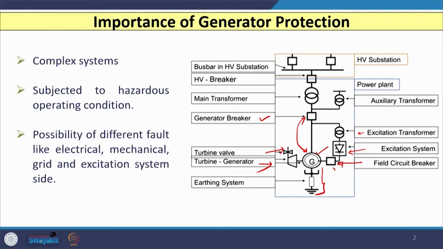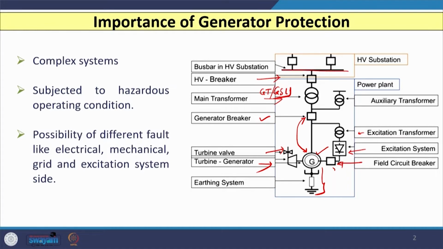And all these systems, you can see, are connected with the main transformer, which is known as the generator transformer, or sometimes GSU, generator step-up transformer. An auxiliary transformer is also there. So, if the main transformer fails, then the auxiliary transformer can be used. And then you have the high voltage breaker, and then bus bar systems are also there.